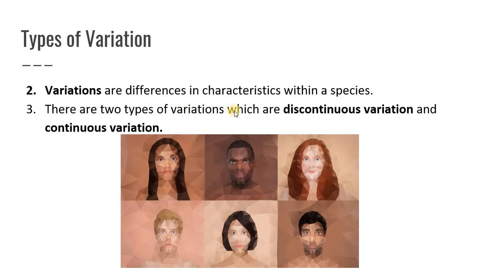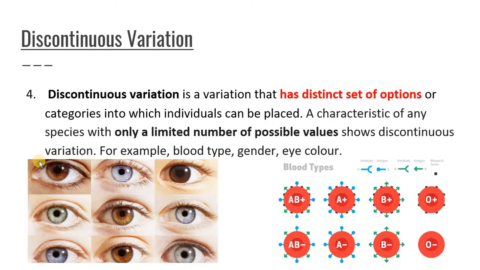So there are two types of variations here, which are called discontinuous variation and continuous variation. First of all, let's look at discontinuous variation. Discontinuous variation refers to a variation that has a distinct set of options or categories into which individuals can be placed. The characteristics of any species with only a limited number of possible values. Remember the keyword: limited number of possible values shows discontinuous variation.